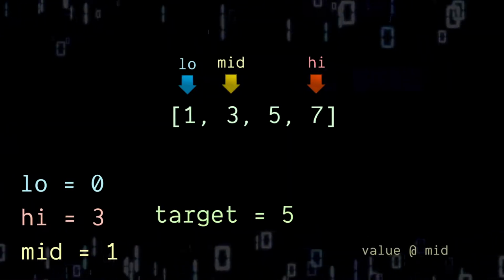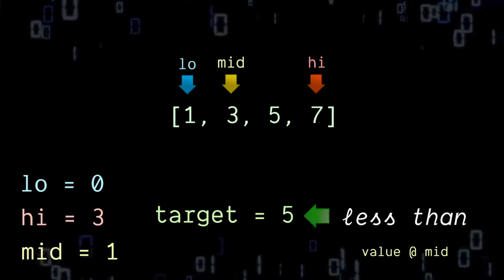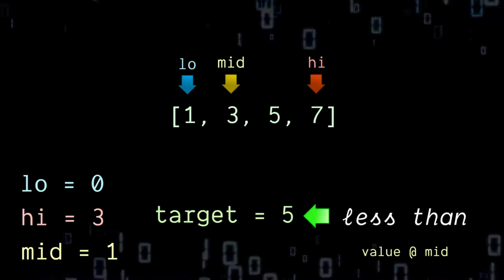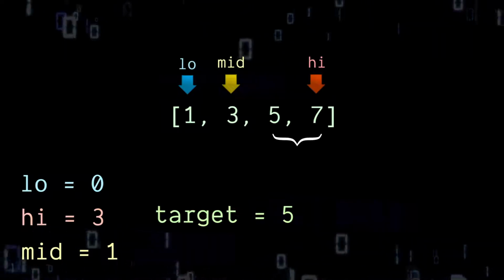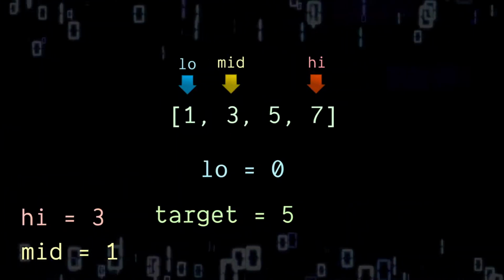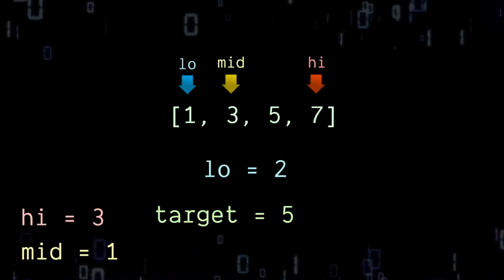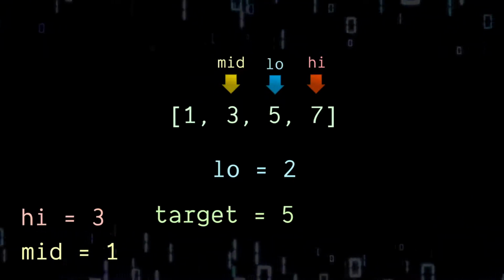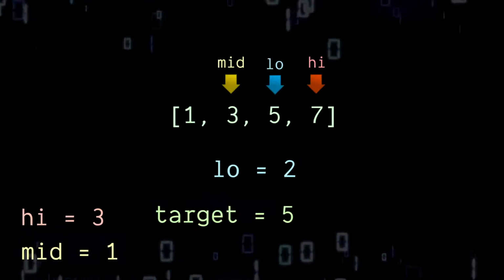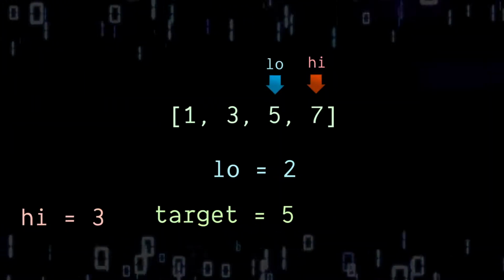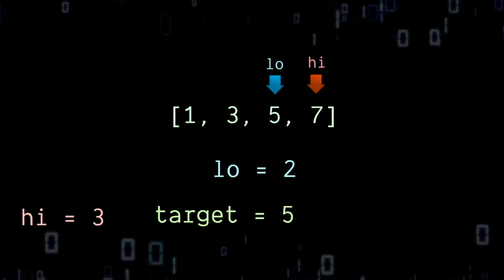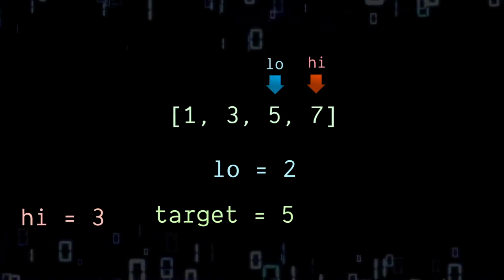We check the mid value and it's 3, which is less than 5. So we know if this value's in our array, it's to the right. So we'll cut our array in half by moving our low pointer to 1 after our mid pointer. The 1 after part is critical because first, we've already checked our mid, so we don't need to check it again or leave it in our array we're searching. And if we don't do this, we could end up with an infinite loop.